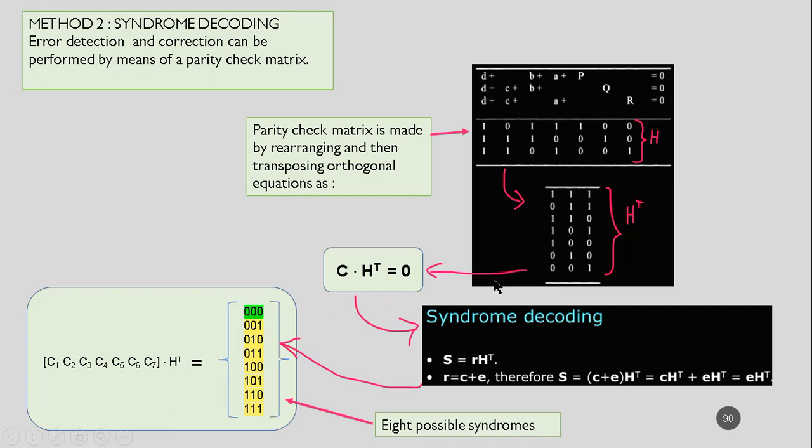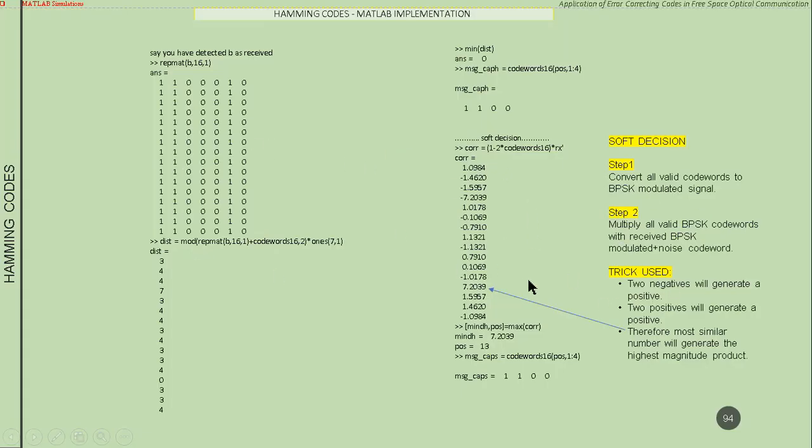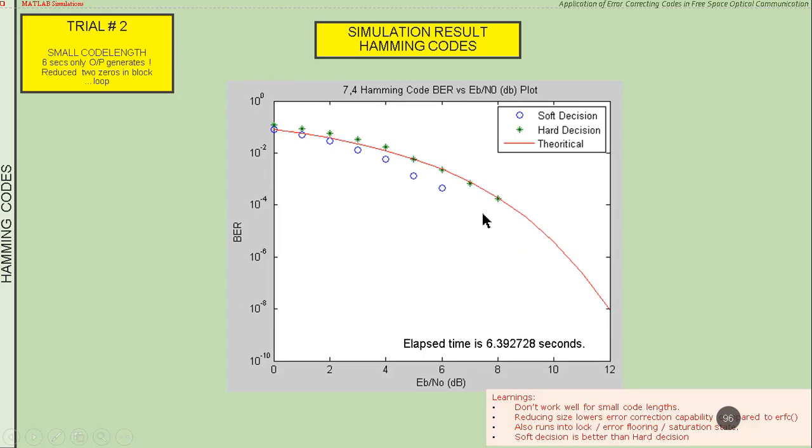This is the theory part. I don't want to go into it. This is my simulation part. This is how it has worked, and this is the result. And there has been a significant coding gain achieved.